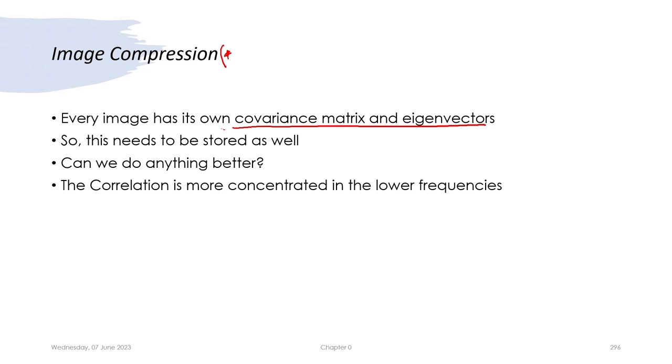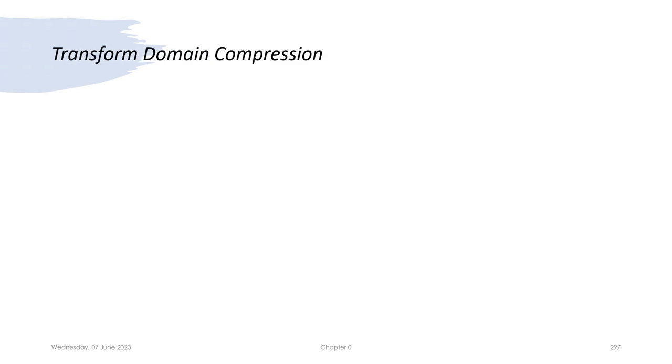So, the question then becomes: can we do anything better? The answer naturally is yes, we can do something better. And what we realize is that images, like most other practical signals, are low pass, or most of the energy or most of the entropy of images is concentrated in lower frequency bands. So, this leads to what is known as subband coding or transform domain compression.